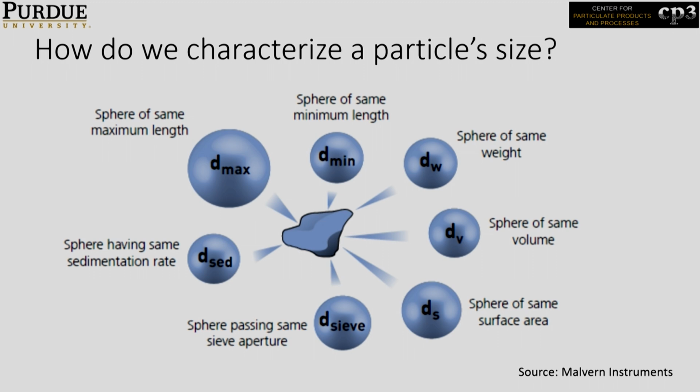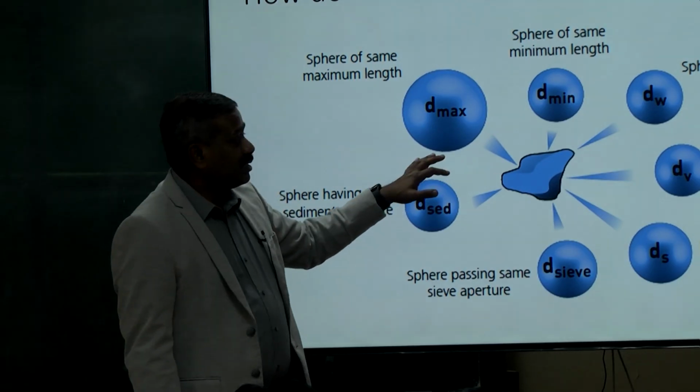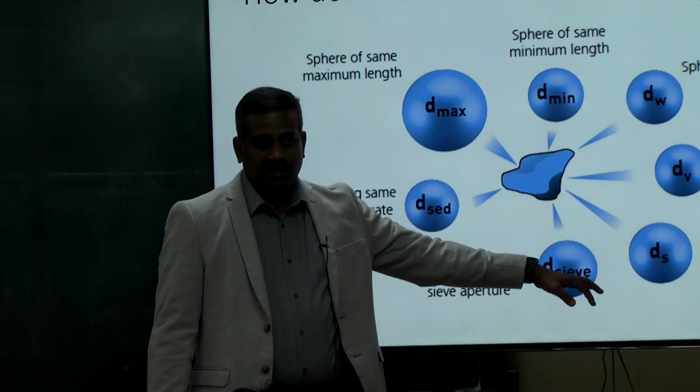But to get that spherical size, we compare with a sphere of the same weight, same mass, same sieve aperture, maximum length, minimum length, surface area, volume, etc., right? So for one same particle, you can see how many different sizes you can measure. So the sizes differ depending on the technique that you use, right? Whether it's SEC, sieve analysis, or laser diffraction, the sizes that you measure from these techniques will not be the same, right?